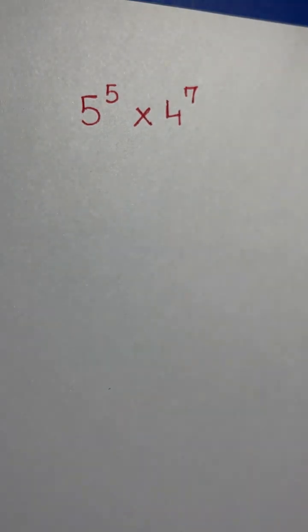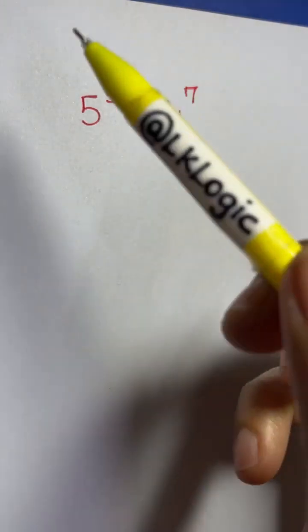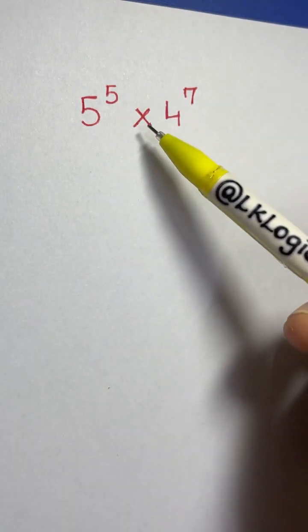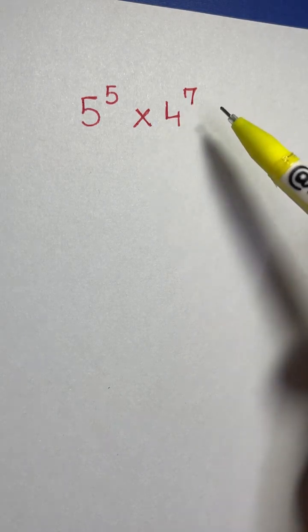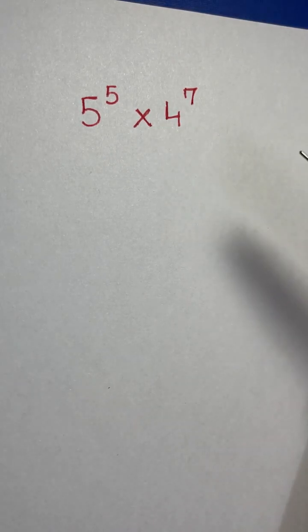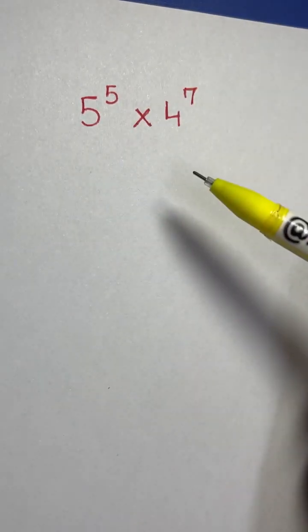Today we are going to solve this amazing question, which says you have 5 to the power of 5 times 4 to the power of 7. You have to calculate it without using a calculator. So before writing it down, how should we do it? How to do this kind of questions in general?